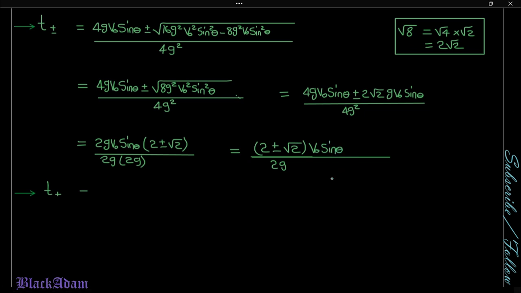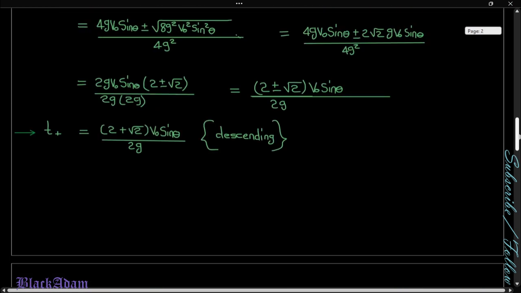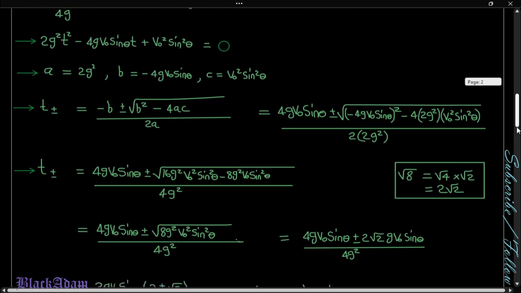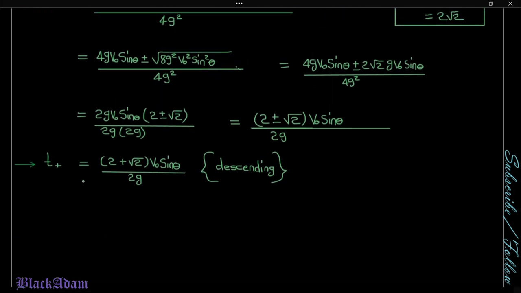So that's what we get. We take the plus sign in the plus and minus. Remember, plus for coming down because it's going to take longer: (2 plus root 2) multiplied by v initial sine theta all over 2g. That is the time it takes for it to descend. Then we can substitute and get the value, but we need the exact equation before we substitute.